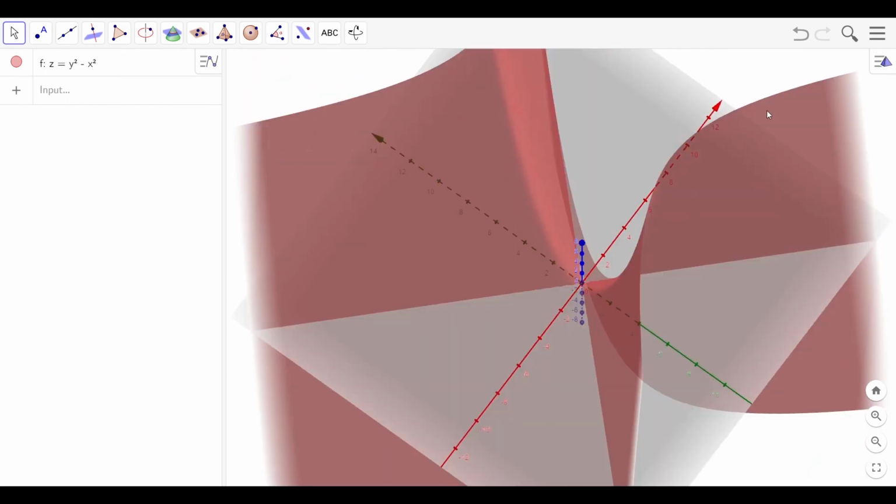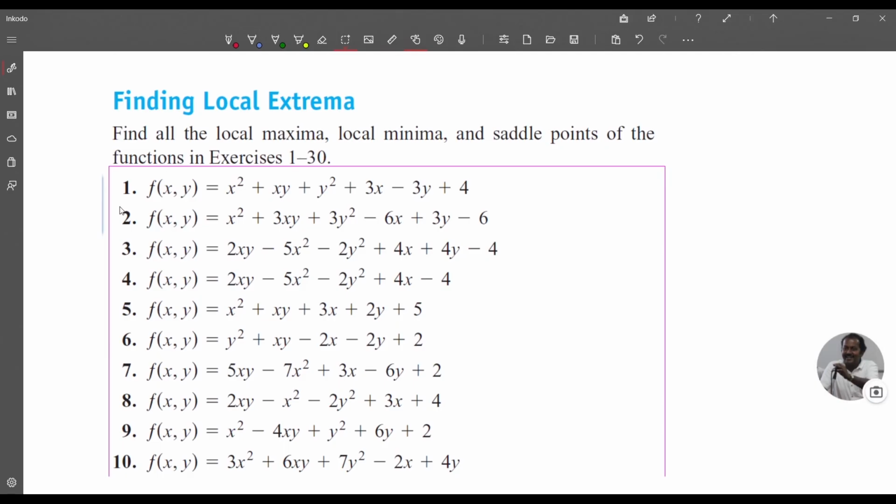Now you can have some homeworks. Using first derivative test, find the local maxima, local minima and saddle points of the following functions. You try it using first derivative test, and we will discuss the second derivative test in the next class.